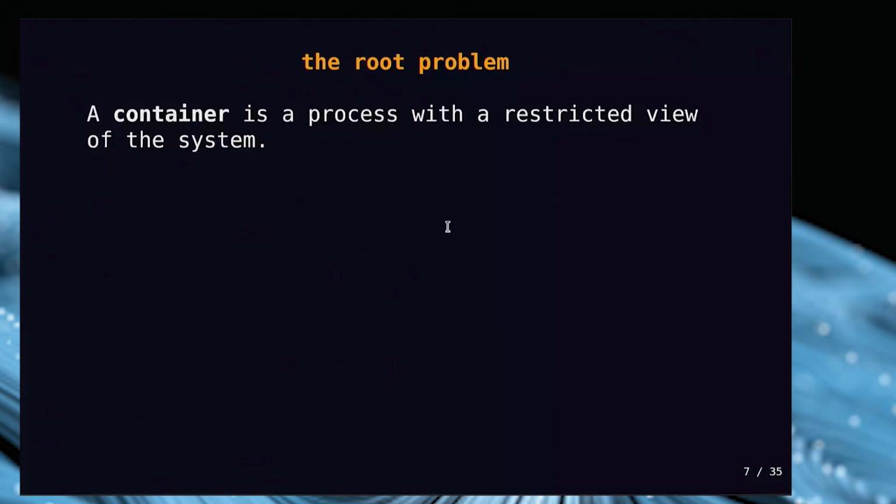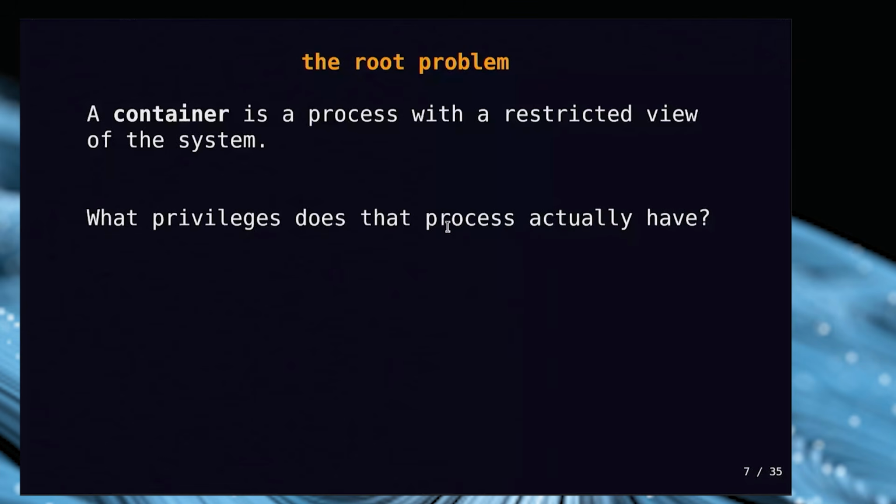Now, I'm talking about rootless containers. So what's the root problem? Traditionally, container runtimes run your containers with root level access. And we are building containers that have a restricted view of the system. So we think, okay, what privilege does a process actually have when we create it with these traditional systems?